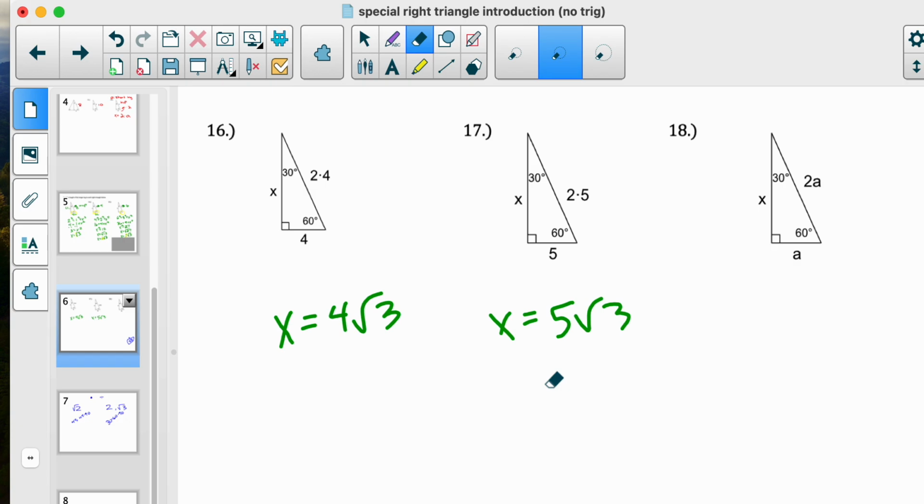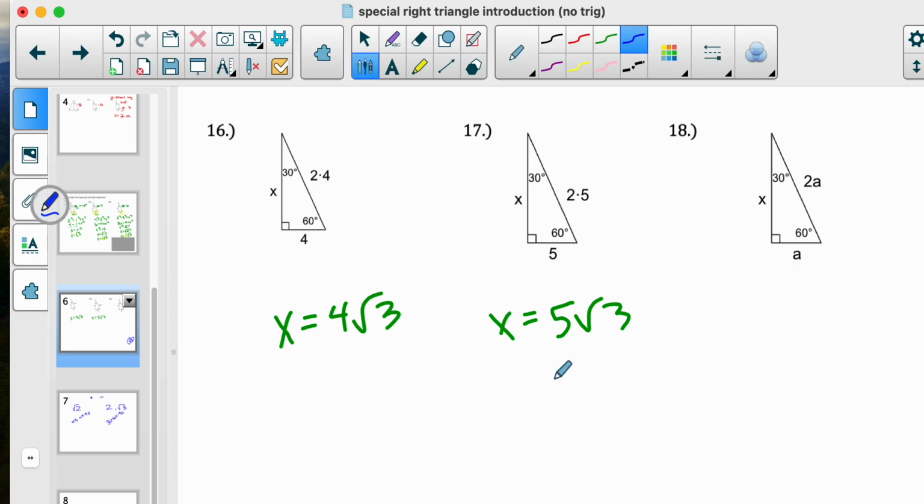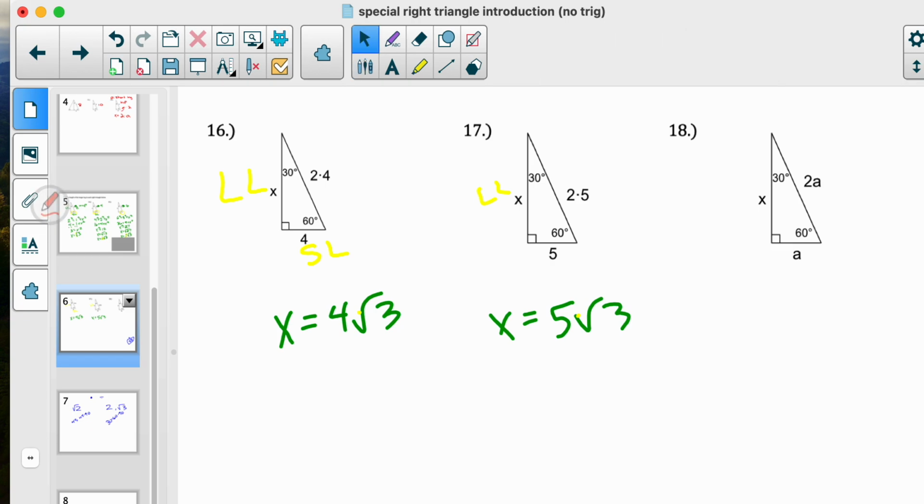Okay? I don't know about you, but I think it's pretty cool that every single time, what happened here? We were finding the long leg, and the answer reduced to the length of the short leg times square root of 3.